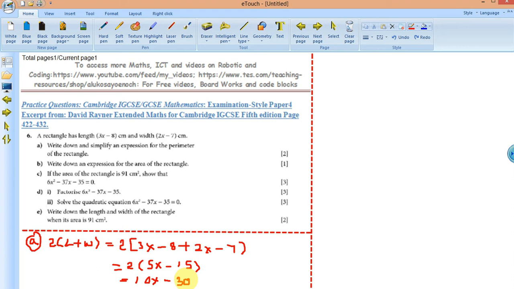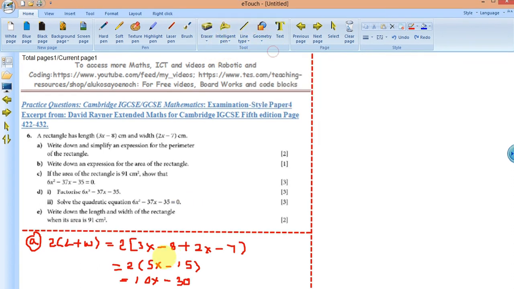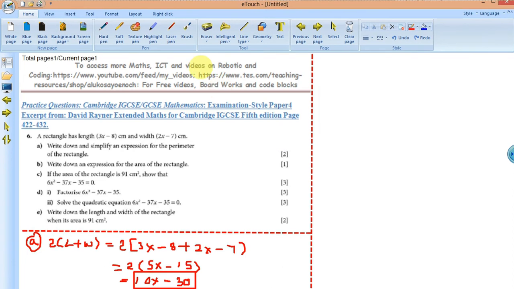Sorry about that. Okay, that's pretty cool. So just open up. I think the examiner will go for either of the two. For me, I even prefer this upward one, but yeah, it's pretty cool. So 10x minus 30. Yeah, that's the solution to the first one. So let's go for the second one.